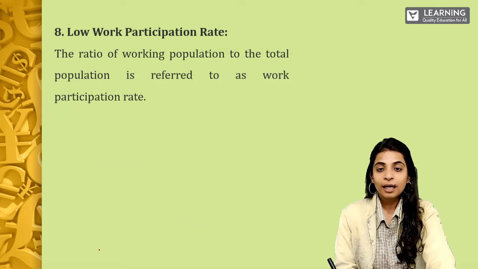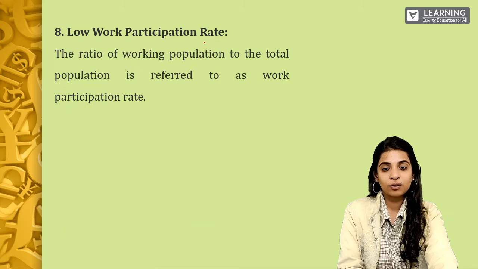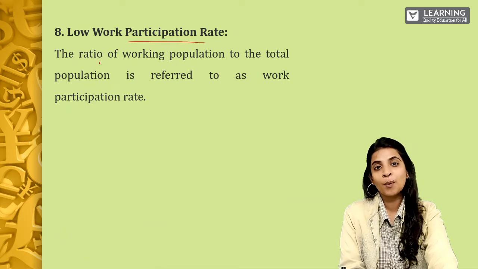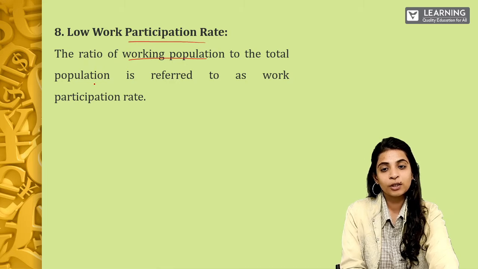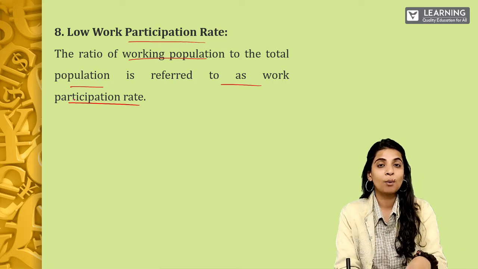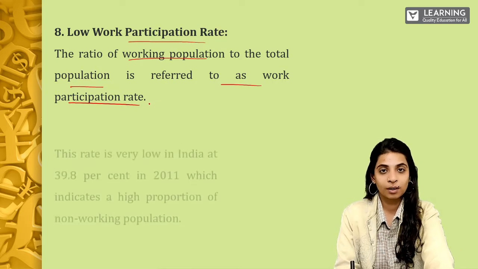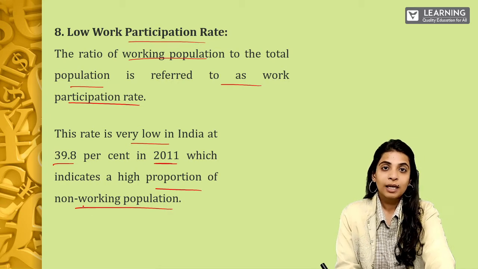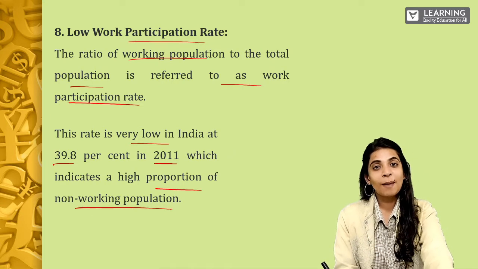All right. Now, low work participation rate. So this is also another point, that the ratio of working population to the total population is referred to as the work participation rate. How many people out of the entire population, they are participating in work? Okay. Now this rate is also very low in India, at 39.8% in 2011, which indicates a high proportion of non-working population. Okay, so this is also a matter of concern.